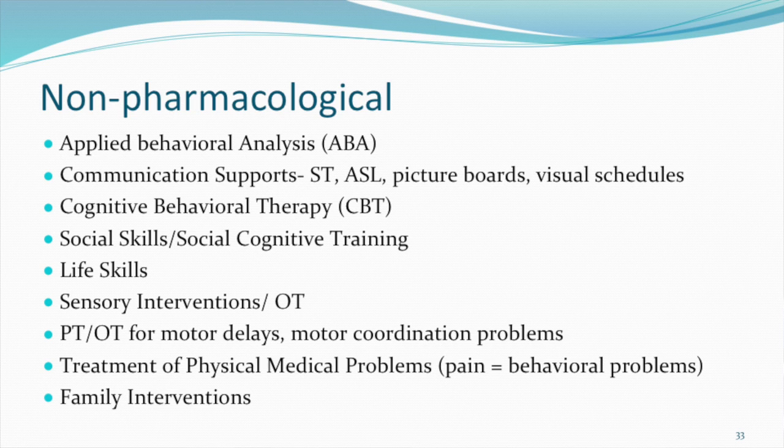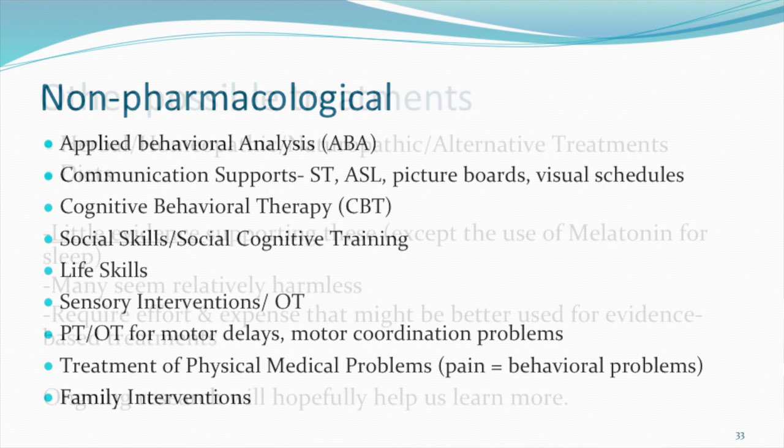Occupational therapists can also be quite helpful with sensory interventions for those individuals who have severe problems with sensory intolerance. Physical therapy and occupational therapy can help motor delays and motor coordination problems. And of course, treatment of physical medical problems is key. If a child is in pain, they'll often show it in their behavior. And then of course, family interventions, including parent-mediated interventions, can be very effective.